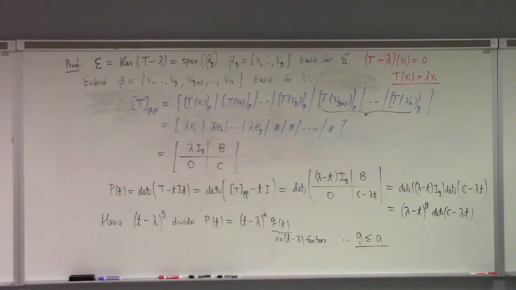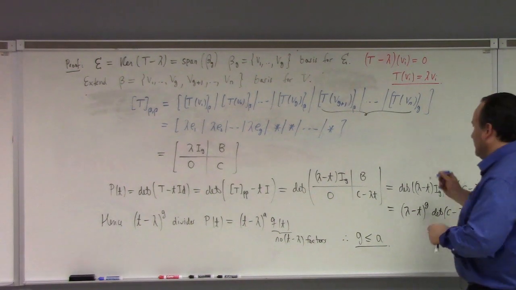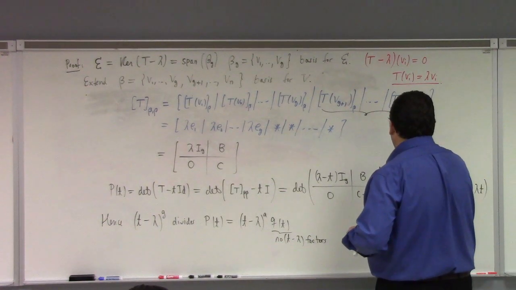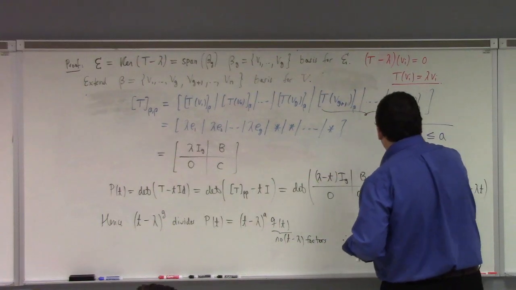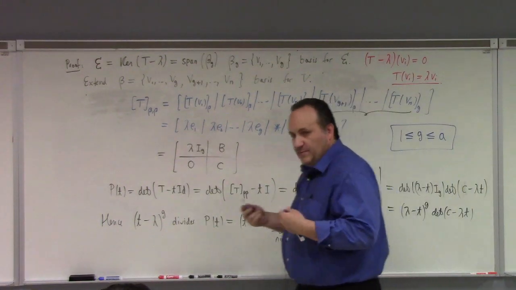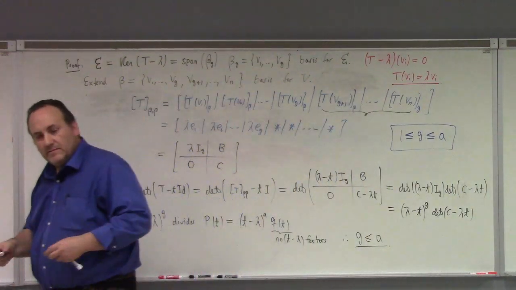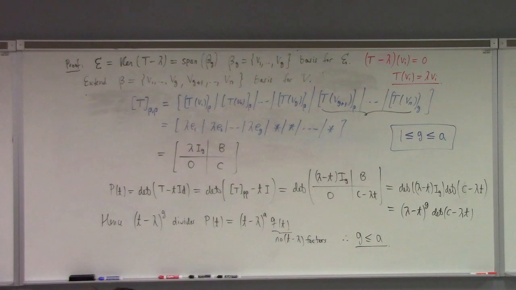So if you're keeping track, remember last class we argued that 1 is the smallest the geometric multiplicity can be, and now we have that A, the algebraic multiplicity, is the largest the geometric multiplicity can be. This is all with respect to a given eigenvalue lambda. Any questions? Yes, no, maybe so? Let's go on.